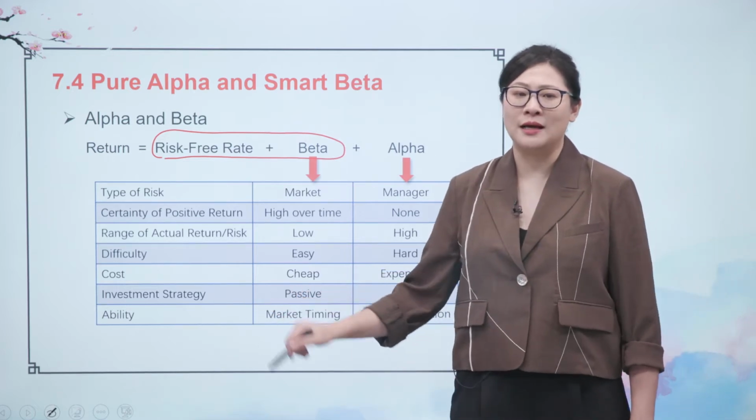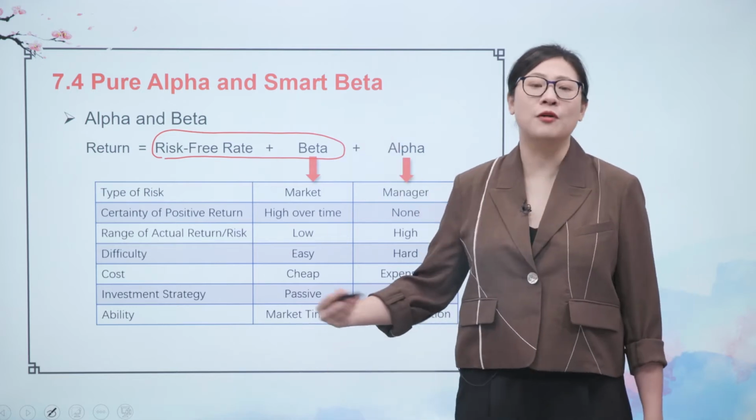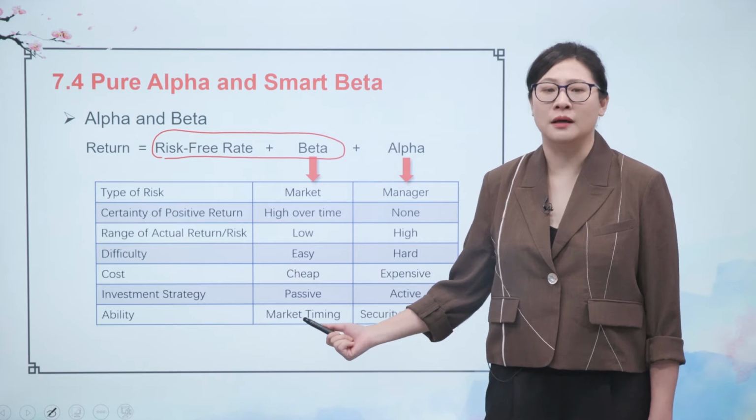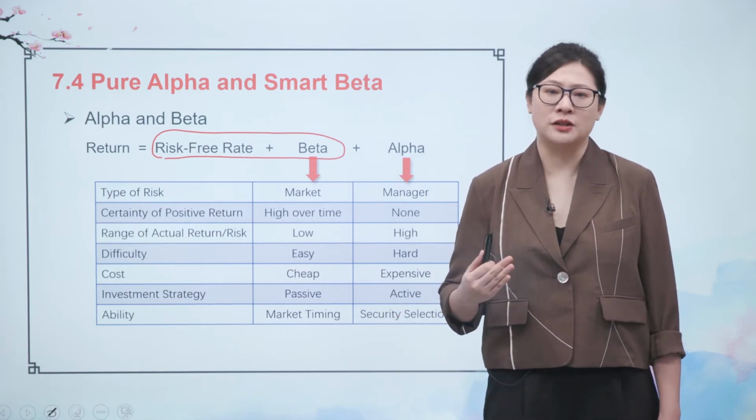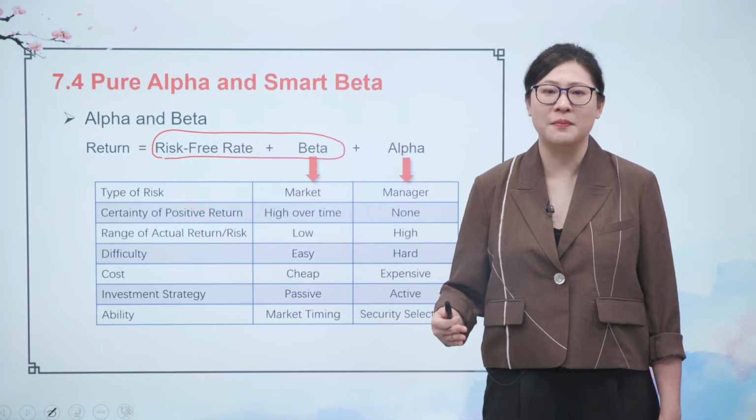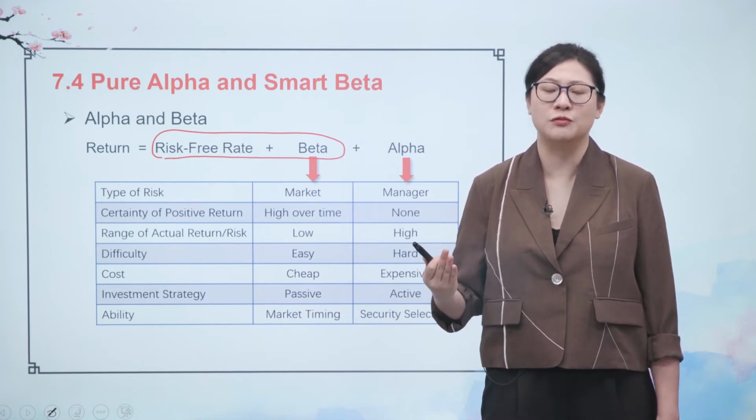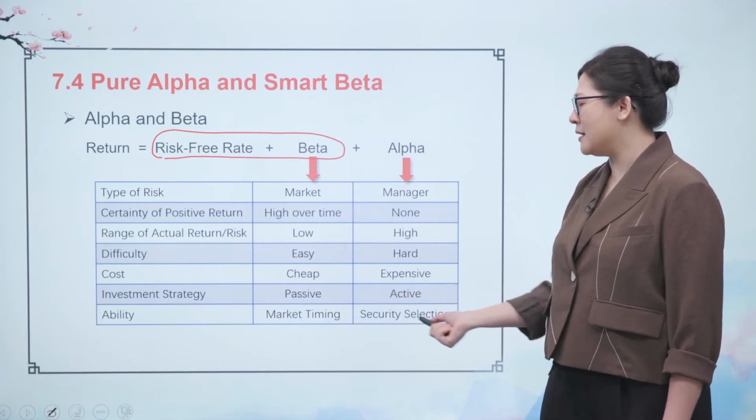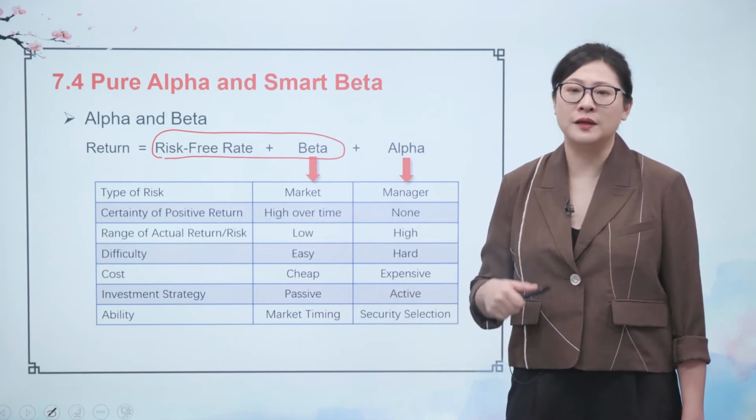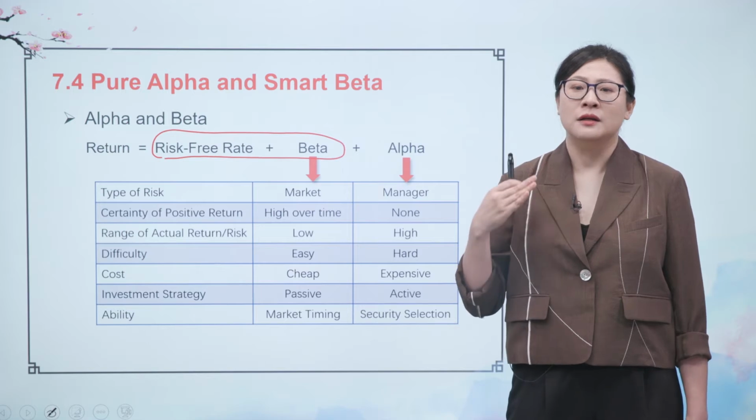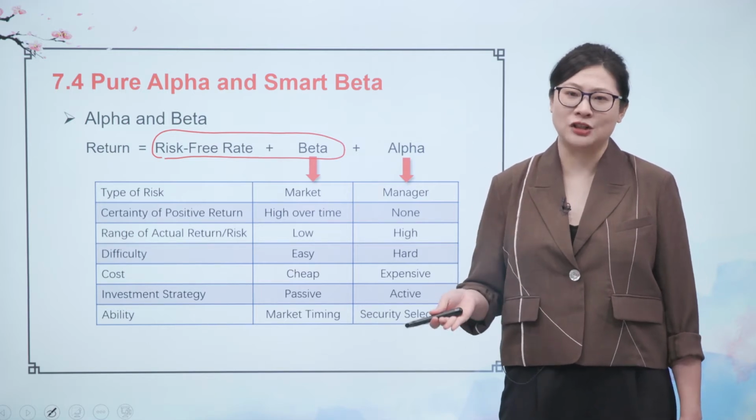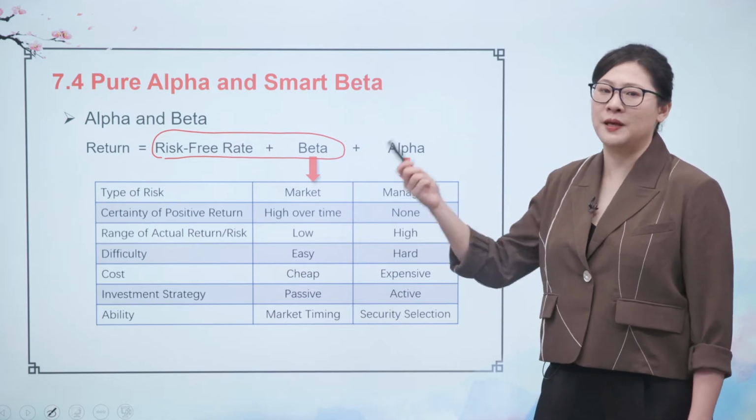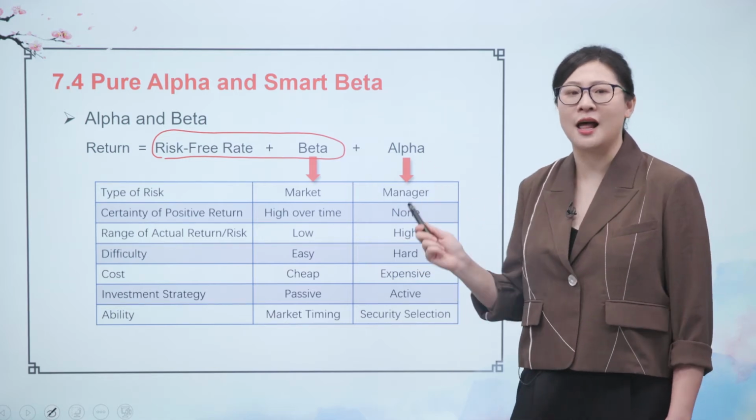And the last one is ability. For beta, the ability is mostly market timing, and if managers can do good market timing, they will have a higher beta return. But for alpha, the ability depends on security selection. If the manager has higher skills of security selection, they might have a higher alpha return. So that's the big difference between beta and alpha.